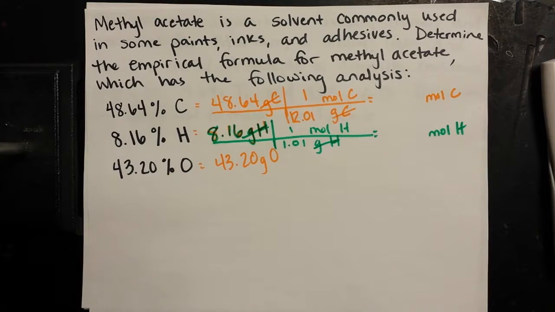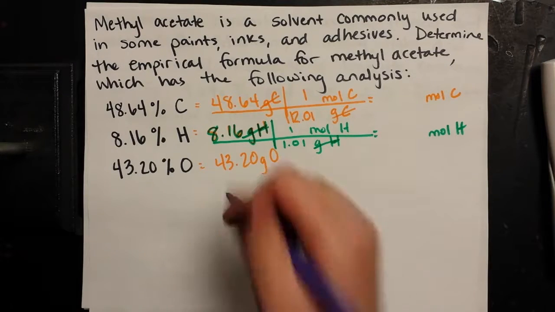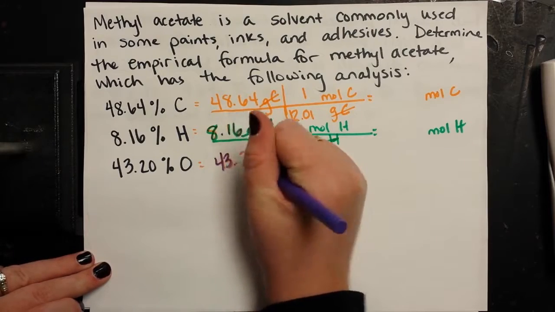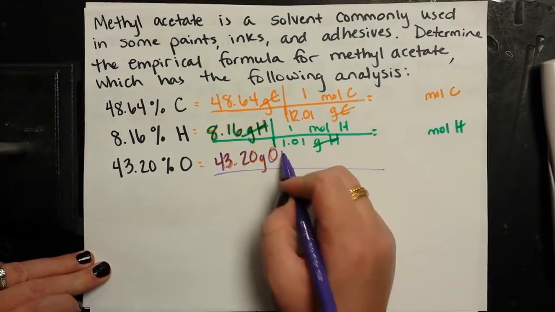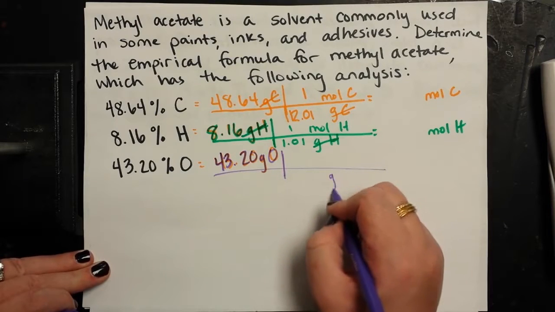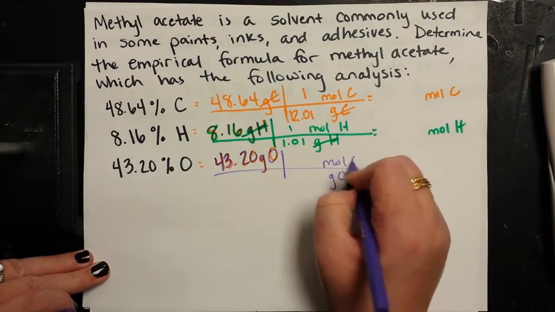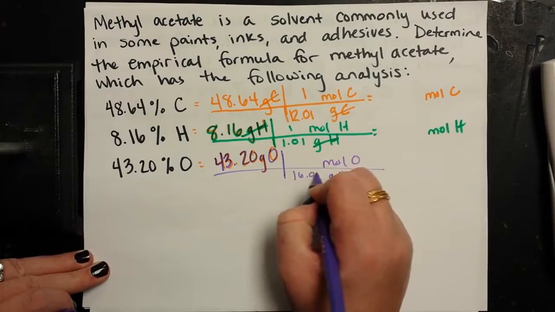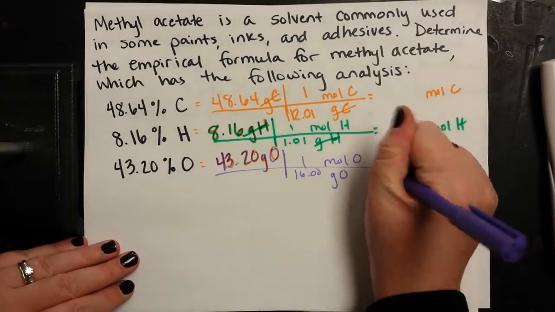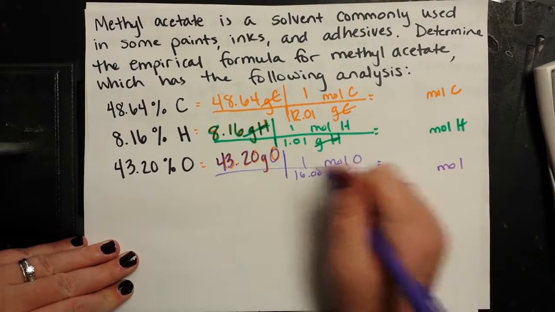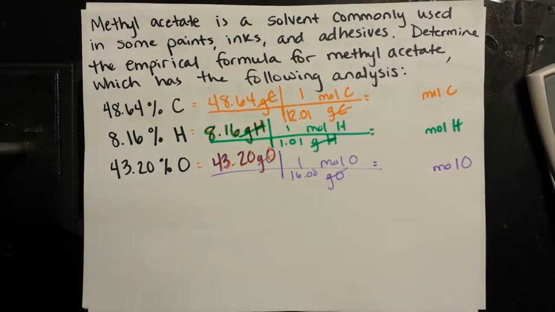Let me grab one more color and we'll do the same thing for oxygen. So I want grams of oxygen on bottom. I can get into moles of oxygen with its molar mass. 1 mole of oxygen weighs 16 grams. So this is going to give me moles of oxygen in my sample.